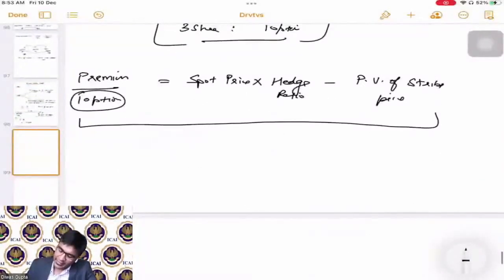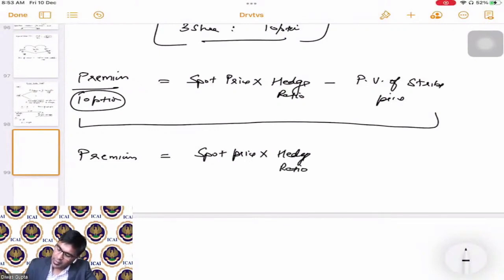Now, finally, I'm writing it in a fair manner. Premium is equal to spot price multiplied by hedge ratio minus present value of strike price. Till now, we have reached till here. Okay. Our understanding till here is fine.